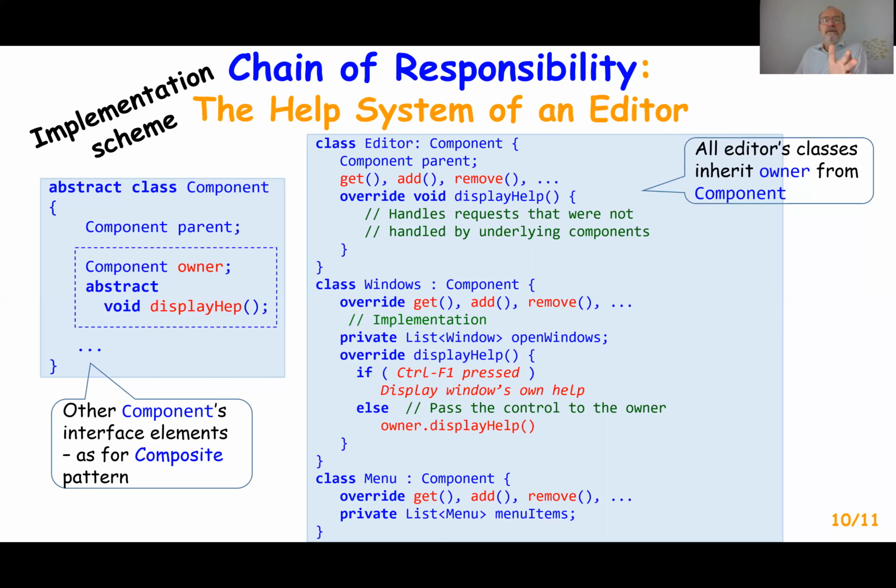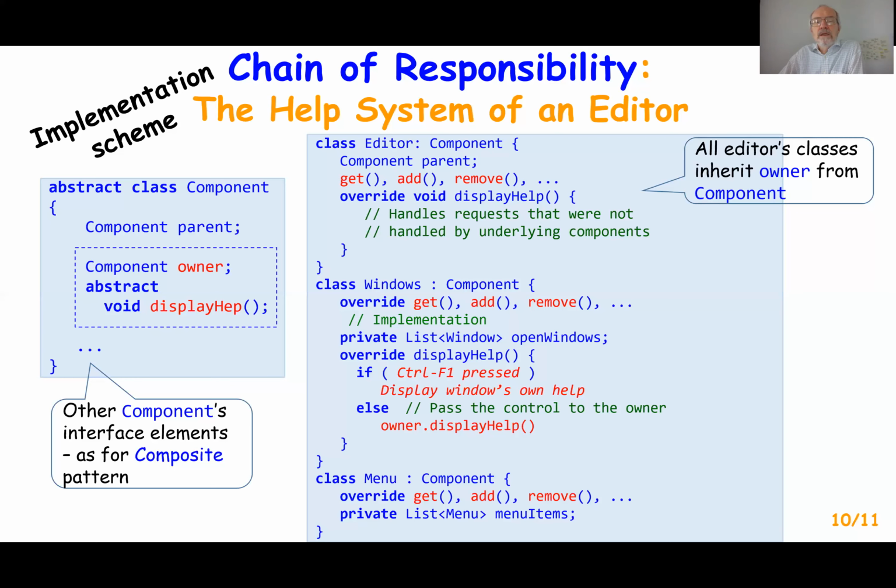So look, what do I have here? I have a class called editor, okay? It is the derived class, the class derived from component. Therefore, it inherits owner, and it should override the abstract display help method from the root class. Get, add, and remove elements are the same as in the composite pattern. I'm not interested in that, but of course, we still need them to support the typical functionality of editor components.